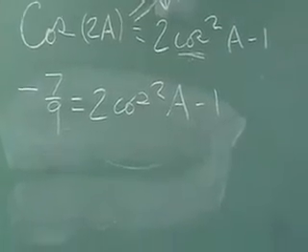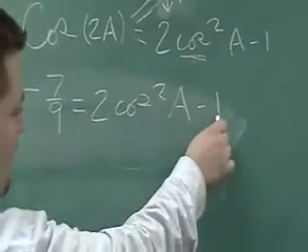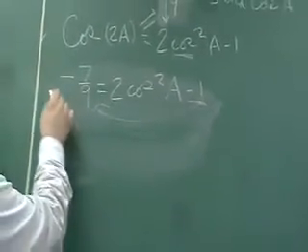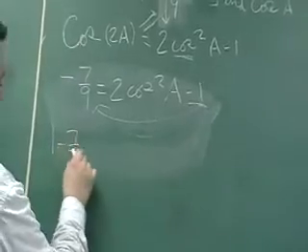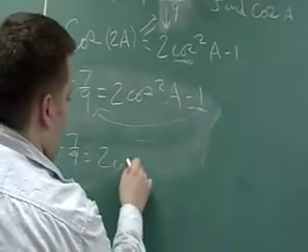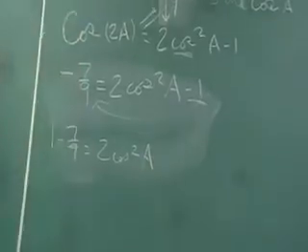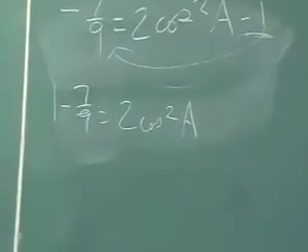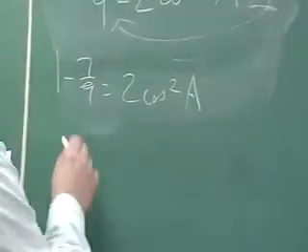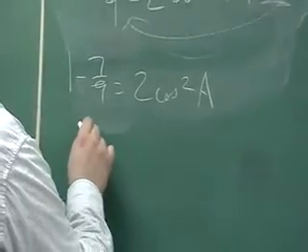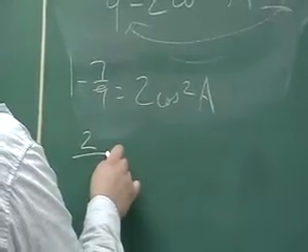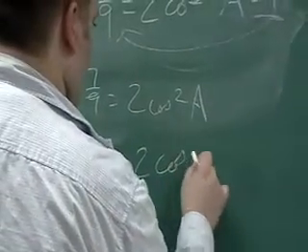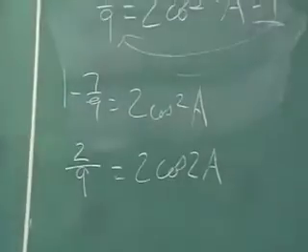So we just want to get rid of the easiest one first, the 1 here. Bring that over, so it becomes negative 1 on the other side. It was a positive 1, so it's 1 minus 7 over 9 equals 2 cos squared A. This is going to give you 2 over 9 equals 2 cos squared A.